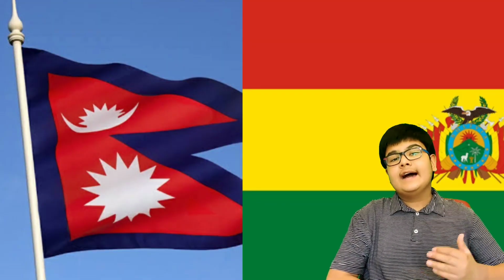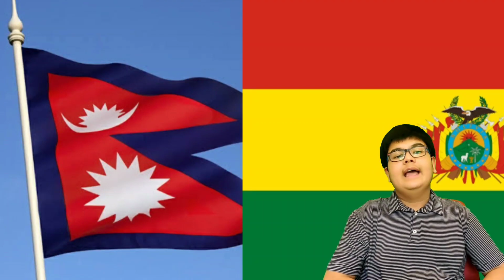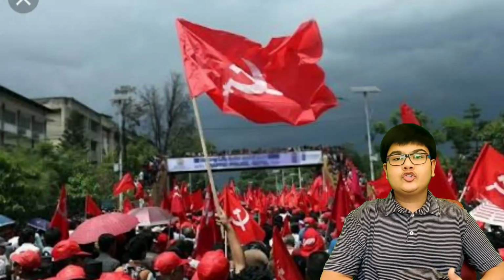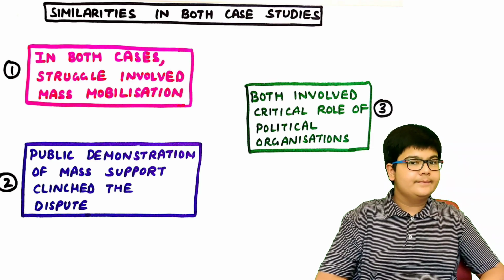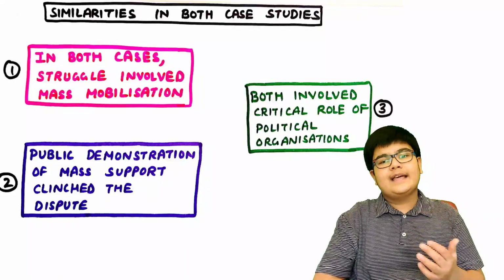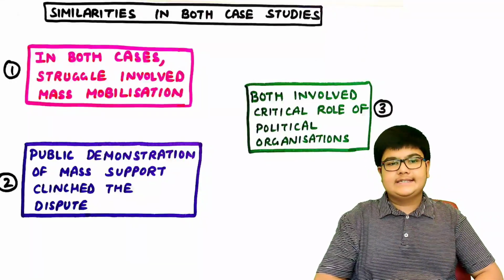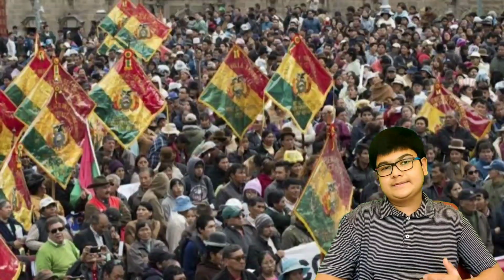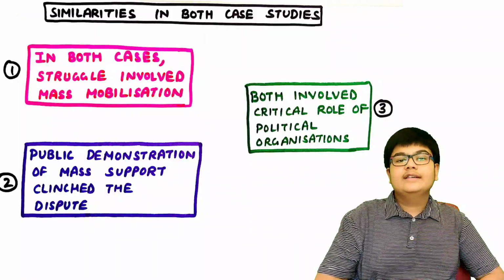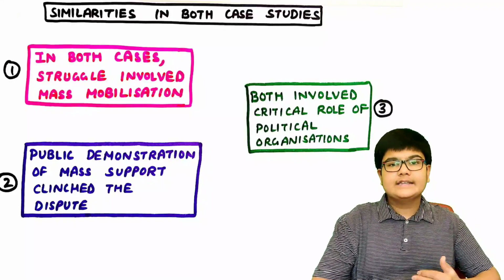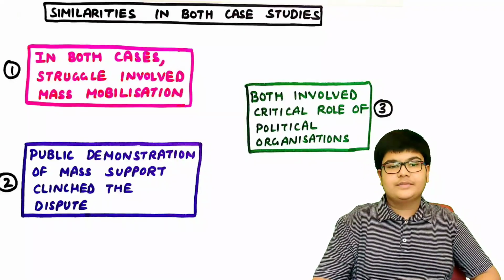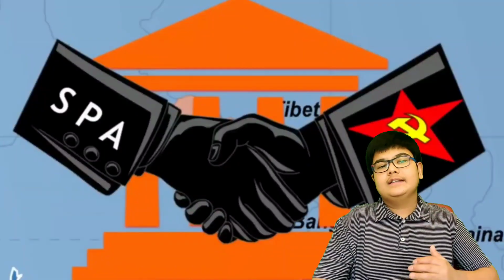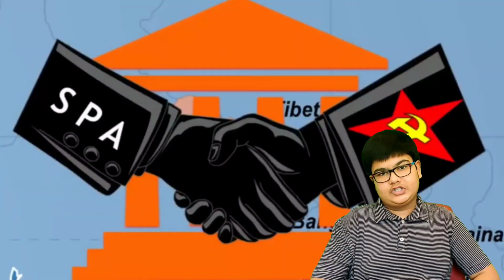Both these stories are quite different from each other, and the struggle in Nepal was to establish democracy, while the struggle in Bolivia was about a particular policy of the government. But there were also many similarities in both the case studies. For example, in both the case studies, the struggles involved mass mobilization. In both, public demonstration of mass support clinched the dispute. And both involved a critical role of political organizations.